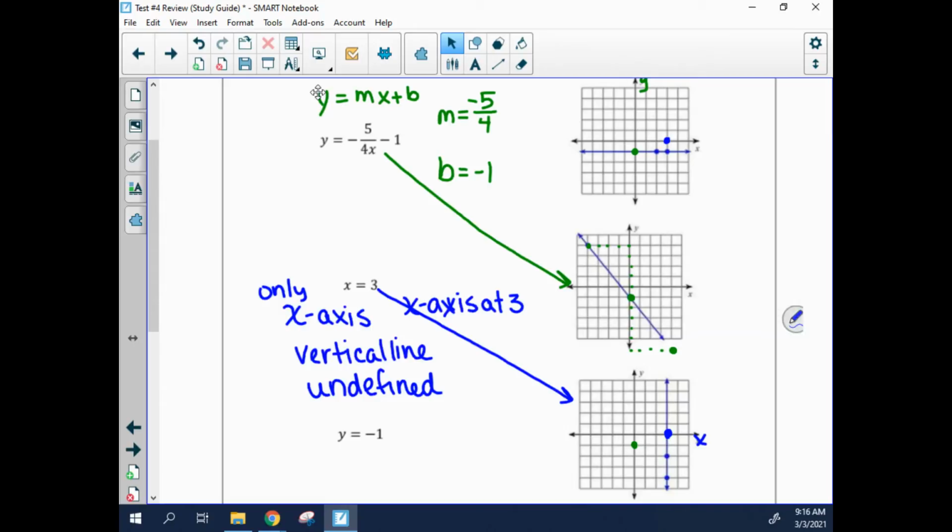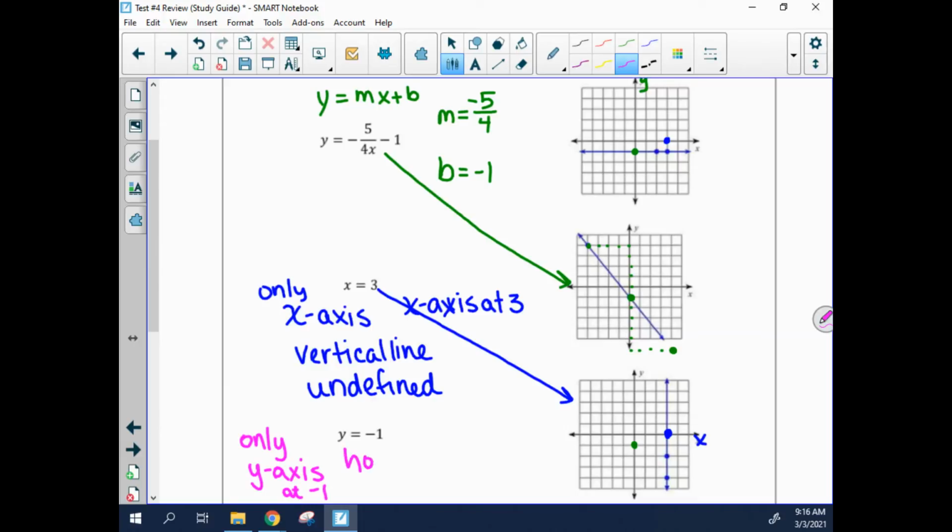Okay, let's wrap it up. Even though obviously the bottom one's going to go to the top, let's just double check. y equals negative 1. It only has a y, so it's only going to go through the y-axis, and it's going to do that at negative 1. When we only have a y, that means it's going to be a horizontal line. Horizontal. Okay, and if it's a horizontal line, it's going to have a slope of 0. So it's going to go through the y-axis at negative 1.